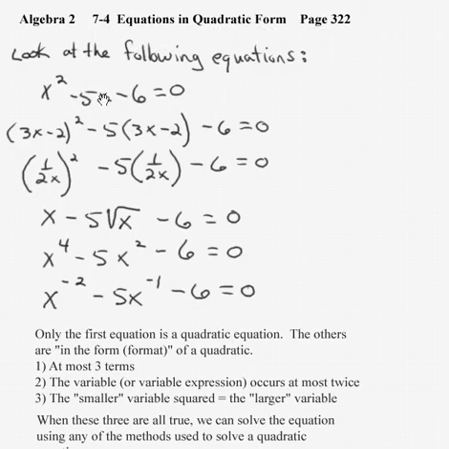So if we look at x squared minus 5x minus 6 equals 0, definitely a quadratic equation. Here we've got parentheses 3x minus 2 quantity squared minus 5 times in parentheses 3x minus 2 minus 6 equals 0, or the quantity 1 over 2x squared minus 5 times the quantity 1 over 2x minus 6 equals 0. And all of these things are not exactly quadratic equations. Look at x minus 5 times the square root of x minus 6 equals 0, or x to the fourth minus 5x squared minus 6 equals 0, or x to the negative second power minus 5 to the negative first power minus 6 equals 0.